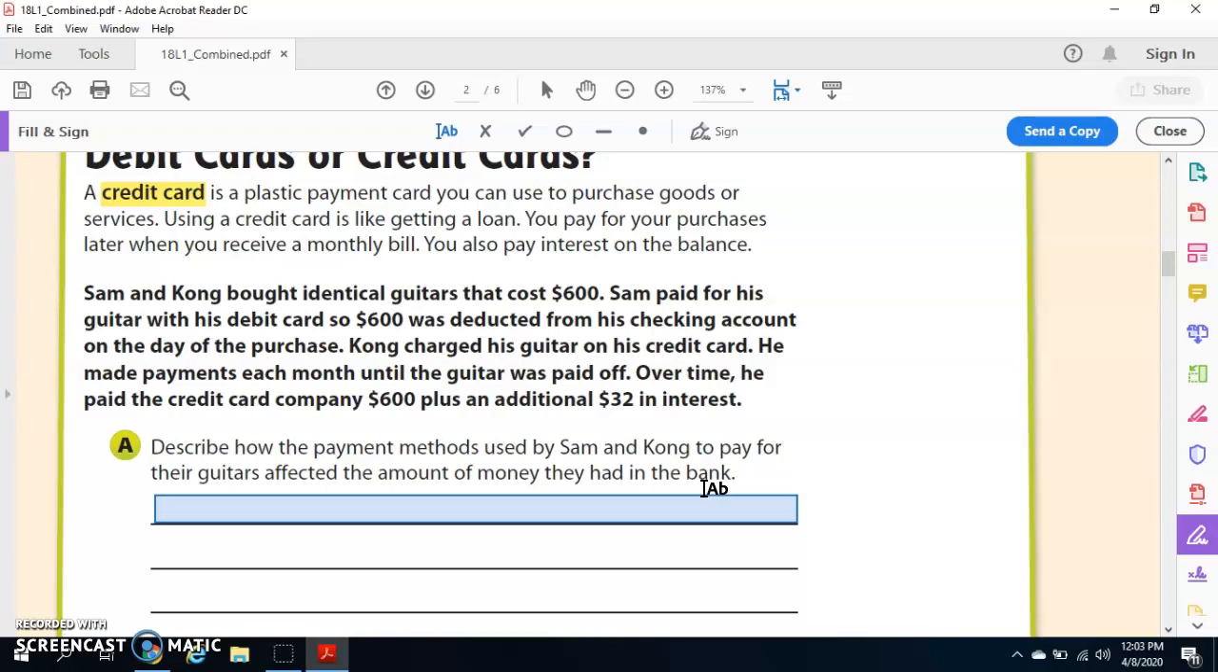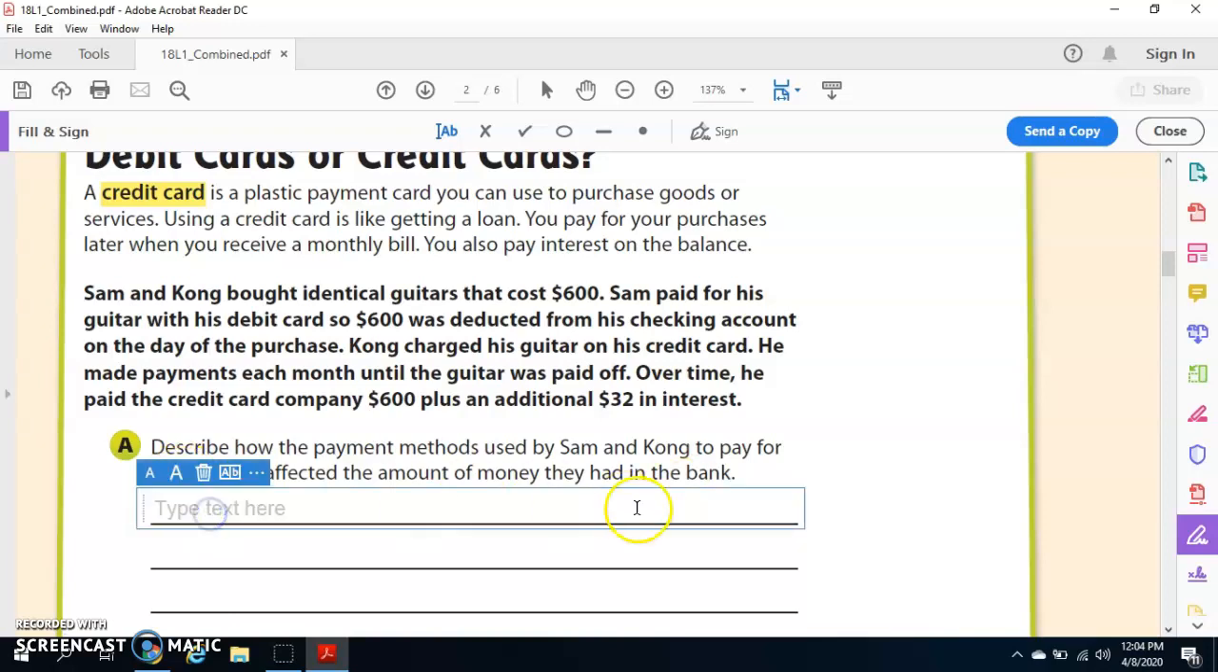Okay? So now let's take a look at this little paragraph. Sam and Kong bought identical guitars that cost $600. Okay? Sam paid for his guitar with his debit card. So $600 was deducted from his checking account on the day of the purchase. It was right then. It was out right then. Kong charged his guitar on his credit card. Maybe he didn't have enough money in his bank, okay? He made payments each month until the guitar was paid off. Okay? Over time, he paid the credit card company $600 plus an additional $32 in interest. So we're going to describe the payment methods used by Sam and Kong and how paying for the guitars was affected.